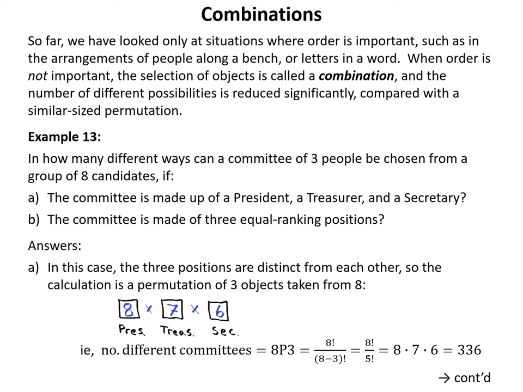And so we've got eight people and we're choosing three people and putting them into distinct positions. So the answer to this question is that the number of different committees will be 8P3, which works out to be 8 factorial over 8 minus 3 factorial, which is 8 factorial over 5 factorial, which works out to be 8 times 7 times 6, and that equals 336 different possible committees.